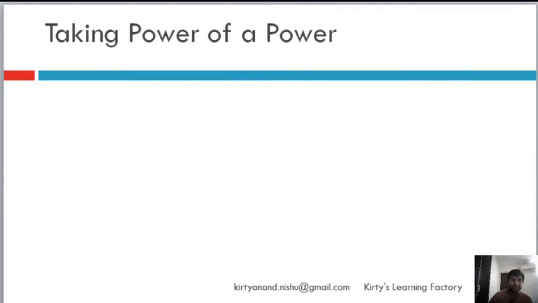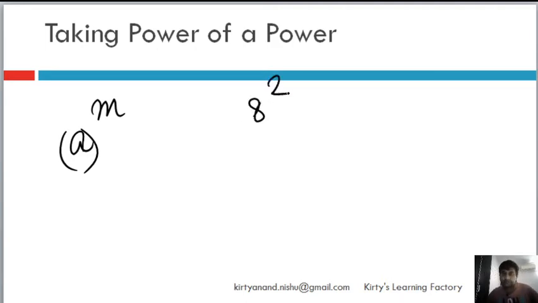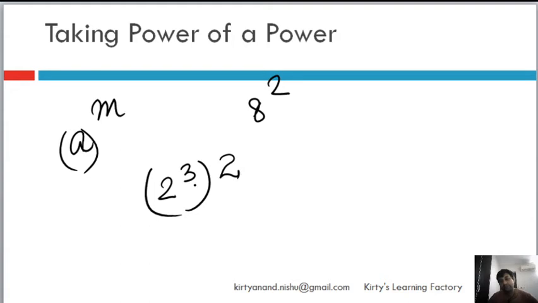Okay. Number 3 is taking power of a power. Fantastic. So generally till now we have seen a raised to the power m, which means a is raised to the power of m. But what if a can also be expressed as an exponential number? What happens then? For example, 8 raised to the power 2. But 8 can also be written as 2 raised to the power 3. So 8 raised to the power 2 is equal to 2 raised to the power 3, which in turn is raised to the power of 2.